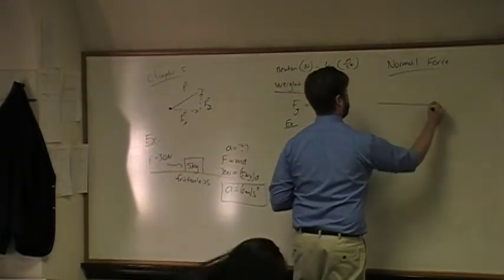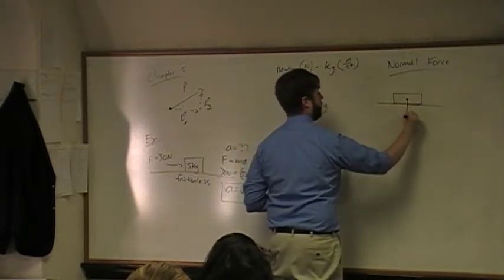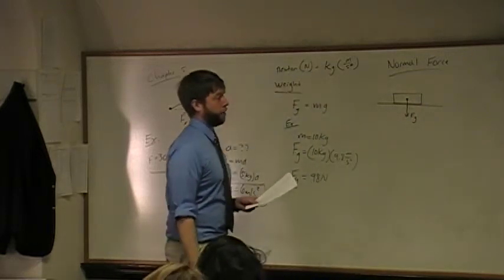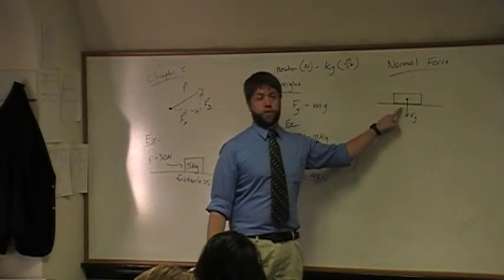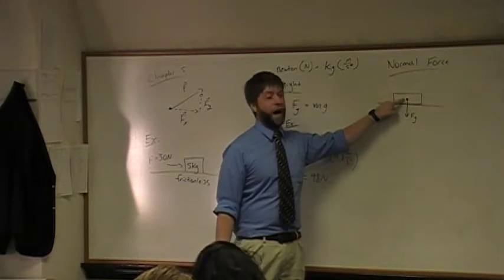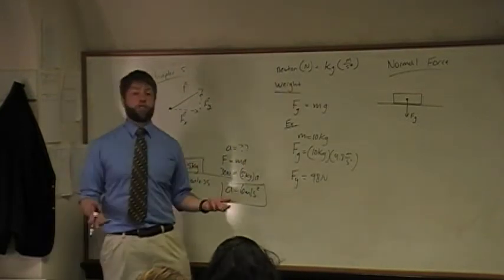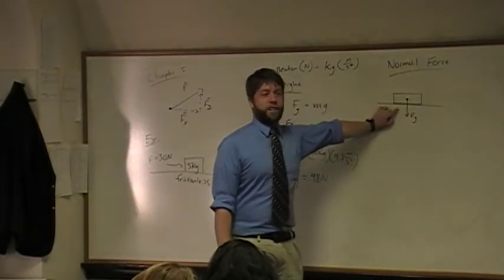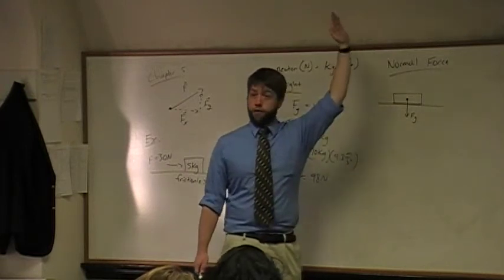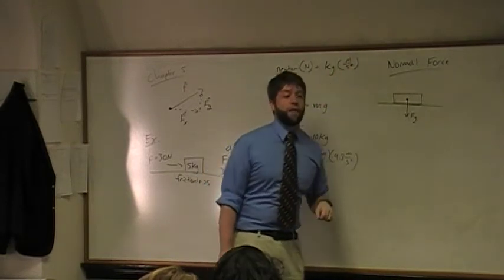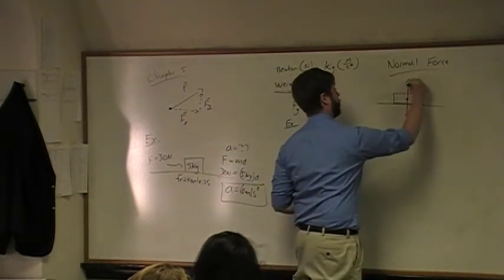So if I have an object, we know that that object has a force of gravity, and that force of gravity is acting down. This is an example of a free body diagram. I'm drawing in all the forces acting on my object. My object is this little dot right here representing the box. The force of gravity is acting down. I'm going to be really obnoxious all year because I'm going to ask you guys, is this block falling through the floor? No. Is it levitating upwards? No. So that must mean that this force of gravity is being balanced out by something. And what's balancing it out is the normal force.